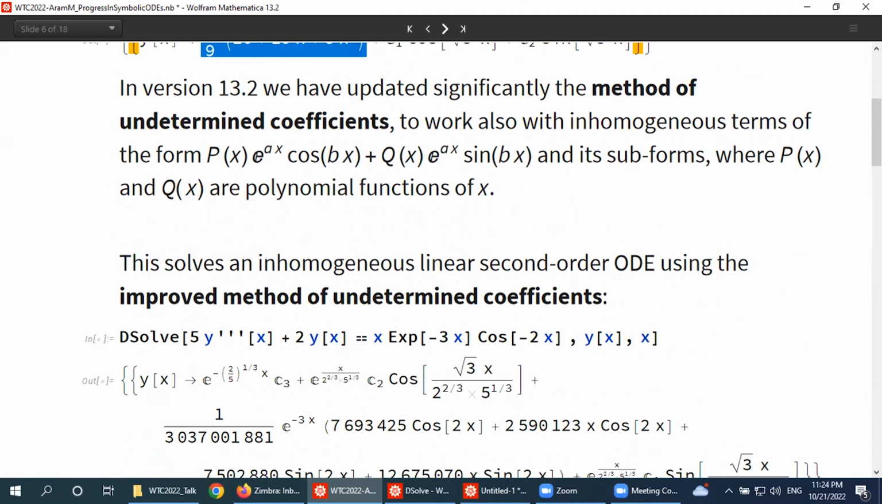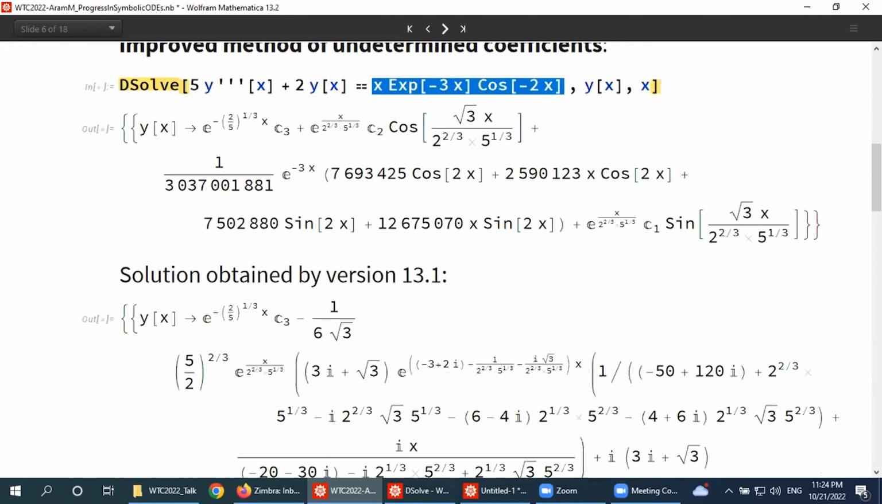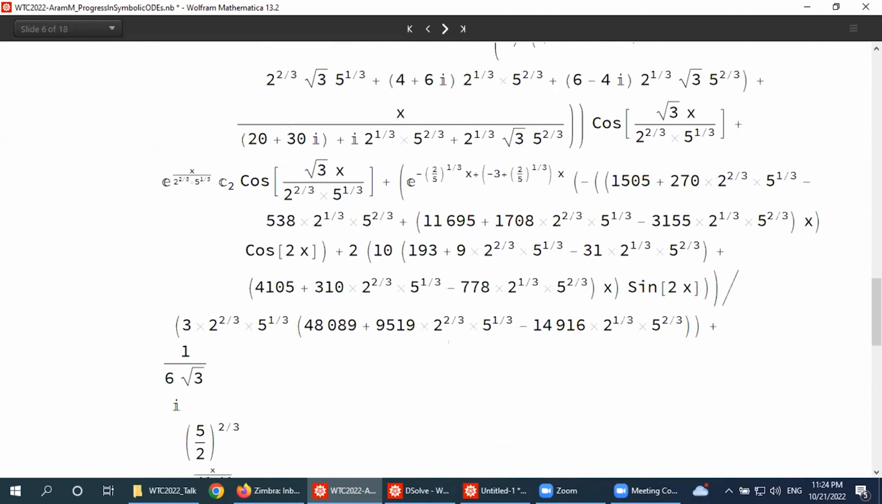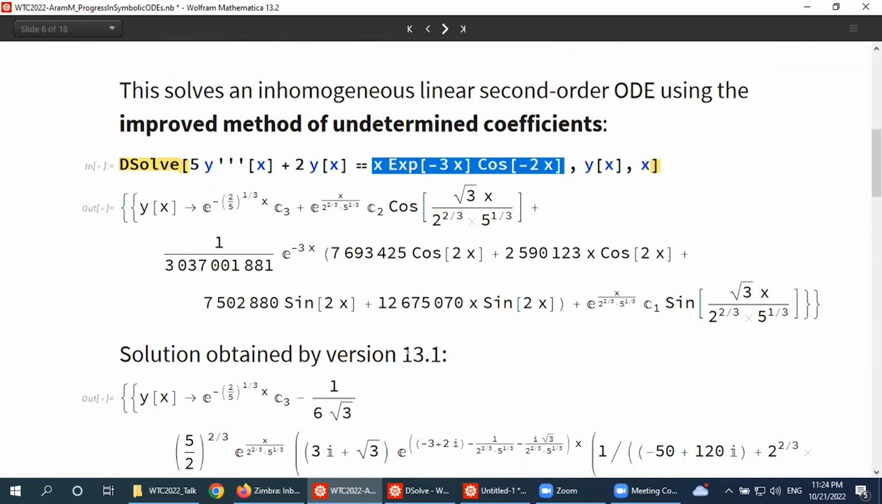We have a first order differential equation here, and this is the inhomogeneous term. And here is the solution obtained by this new method in version 14.2. And if we compare the solution of the same equation obtained by version 14.1, you will see that the solution is much more complicated and very large. So again, it is solved with the method of variation of parameters, but the solution is not good enough. And now we have a good improvement.